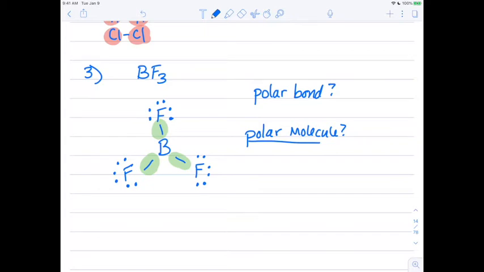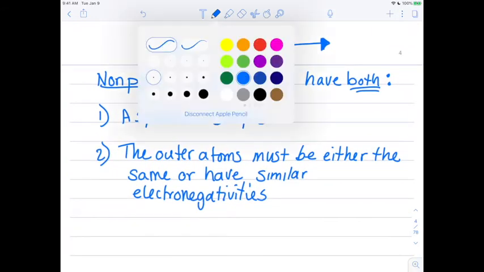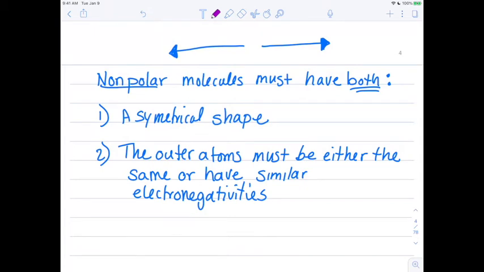So I'm seeing yes and no. What do you guys think? Let's go back to our rules and take a look there. All right. Did it have a symmetrical shape? Yes. Were the outer atoms the same or similar? Yes. Therefore, we are nonpolar. Any questions on this that we met both rules, and the guiding principle, let's call it, was that we needed to meet both. So we met number 1 and number 2, therefore we are nonpolar. So any questions on why we would call this a nonpolar molecule? All right.